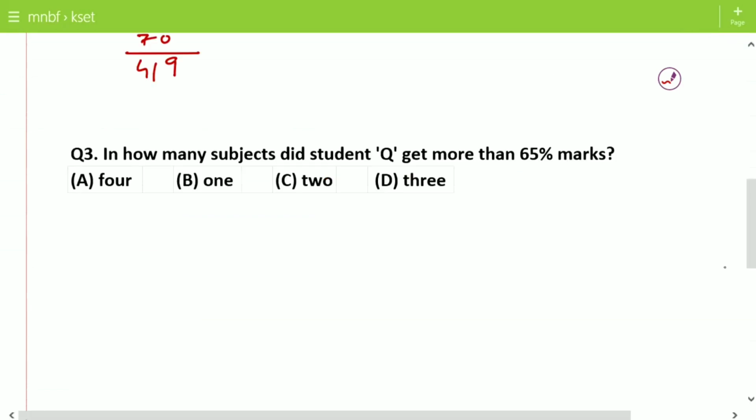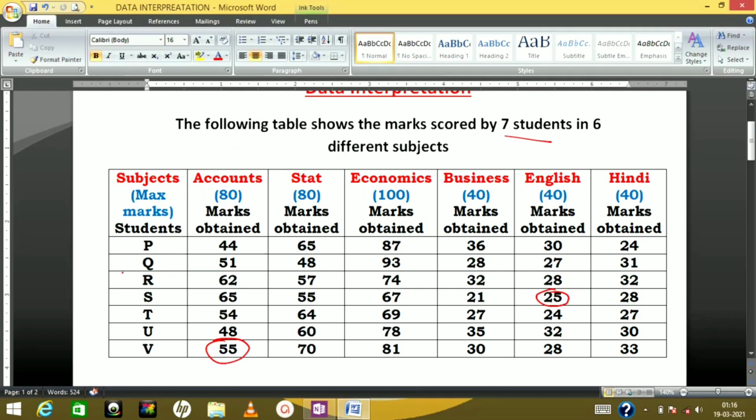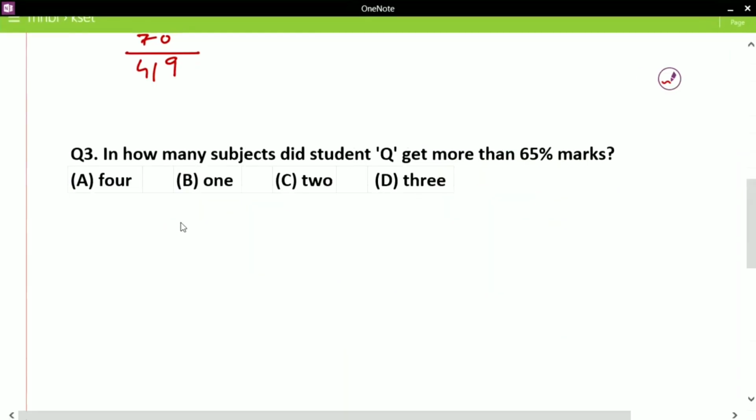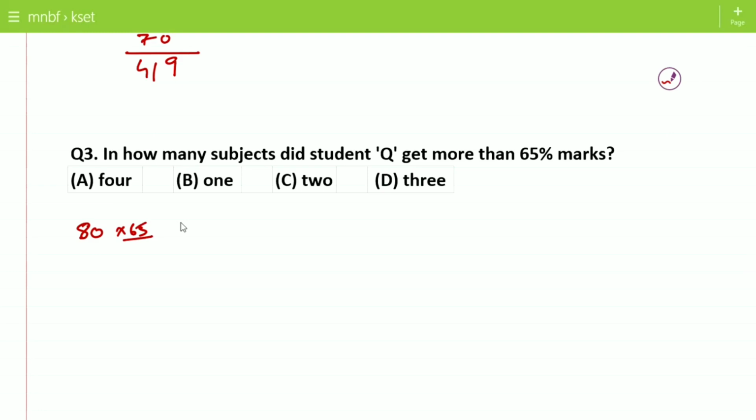In how many subjects did student Q get more than 65 marks? So we have to find out in how many subjects student Q has got more than 65 marks. So first you need to compute how much is 65% in different subjects. Accounts and stats have 80 marks. So 80 into 65%, that is 65 divided by 100. So 13 4s are 52. So for 80, 52 is 65%.